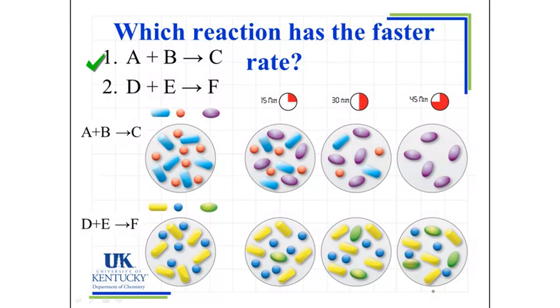Well, if you said that number one was faster, you'd be correct. What we need to do is watch a reactant or a product as time goes by in those two reactions, and we will see that we are using up the reactant A, which was blue, more rapidly than reactant D, which is yellow, is disappearing. Therefore, A has a faster rate of speed.